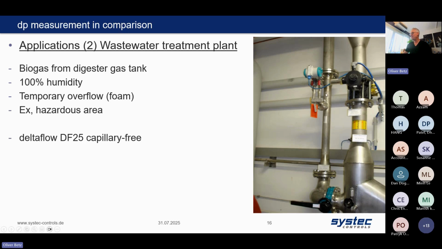Here's an application, a wet application, biogas in a wastewater plant. Biogas is 100% humid, dirty. So from time to time, there's foam in the bioreactor, and this foam comes to the probe. No issue with the Delta Flow. The big tappings and the capillary-free construction make sure that the condensate goes back. It's hazardous area, X-transmitter. These applications work very well with the Delta Flow.